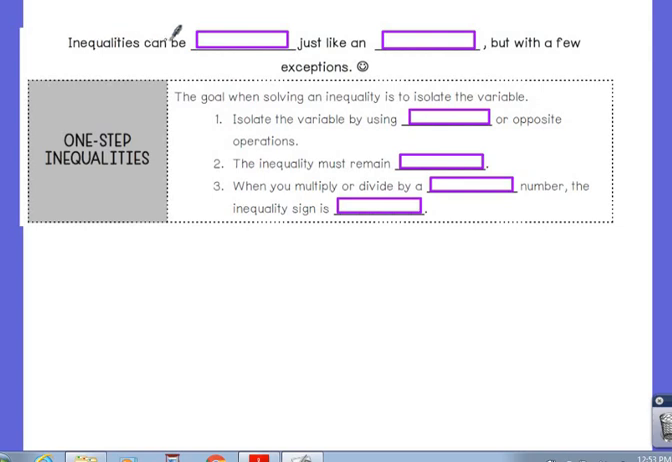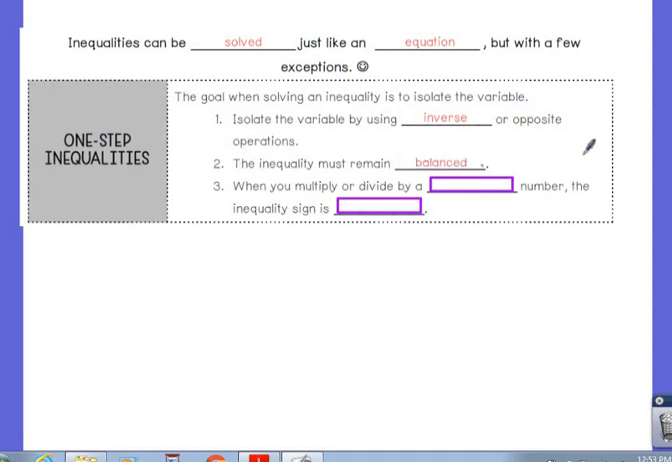So, inequalities can be solved just like, what did I just say? Equations. But with a few minor exceptions, we will talk about in a little bit. So we always like to isolate the variable by using the opposite operation. What is another word for opposite operation? Inverse. The inequality must remain balanced.